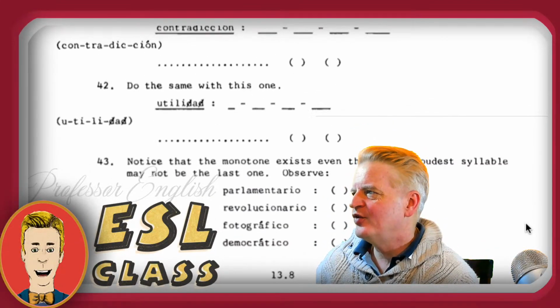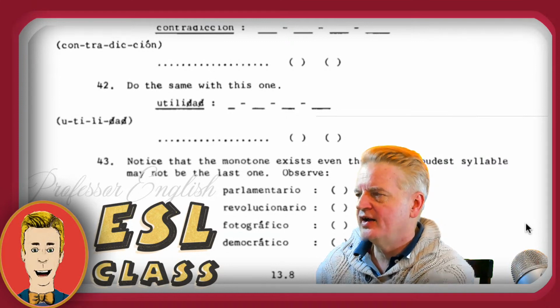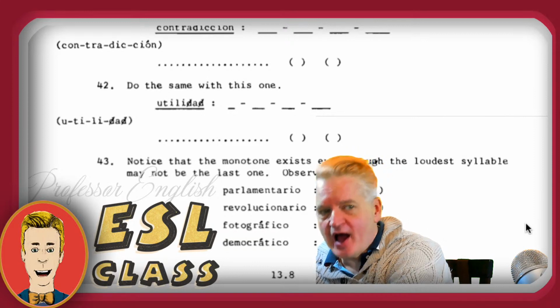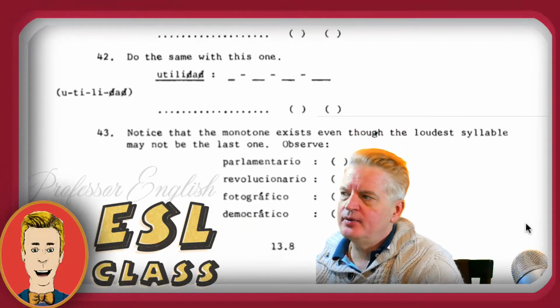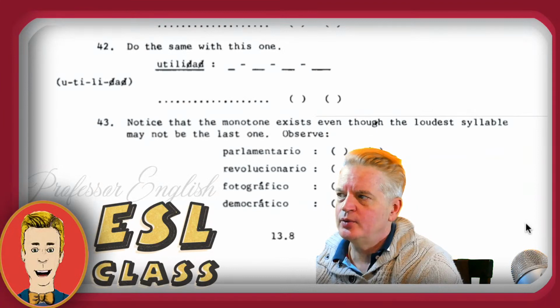Okay. 42, do the same with this. Utilidad, contradicción. Once we finish. Number 42. Do the same with this word. Utilidad. Number 43. Notice the monotone exists even though the loudest syllable may not be the last one.